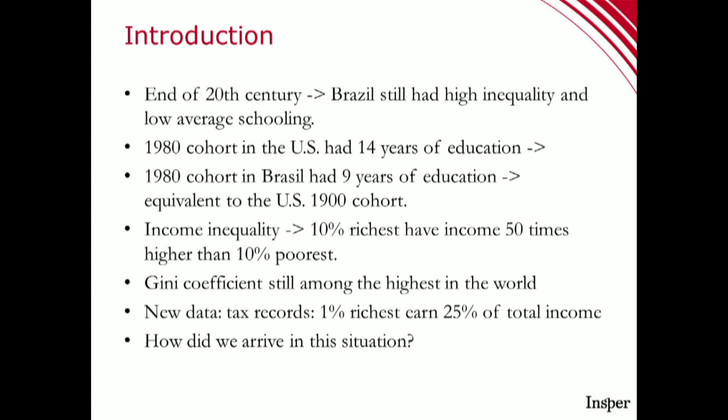Also, income inequality is still very high. The 10% richest have income 50 times higher than the 10% poorest. The Gini coefficient is still among the highest in the world. And now, more recently, we have this new tax records data that show that inequality is even higher than we used to think using the PNAD, all the research that used the PNAD all these years. Some studies say that the 1% richest earn 25% of total income when you take into account all measures of income, including the tax records. So how did we arrive at this situation of really high inequality in Brazil?